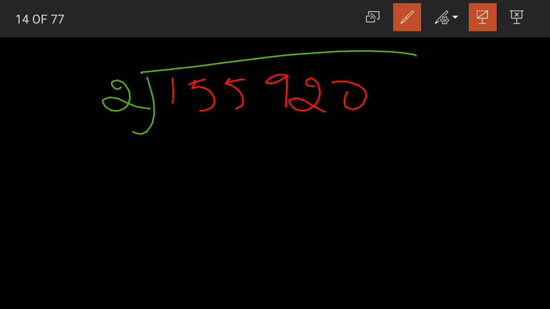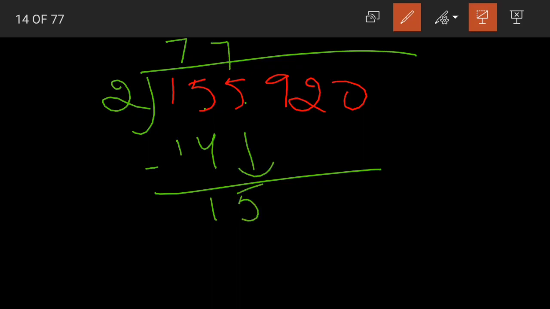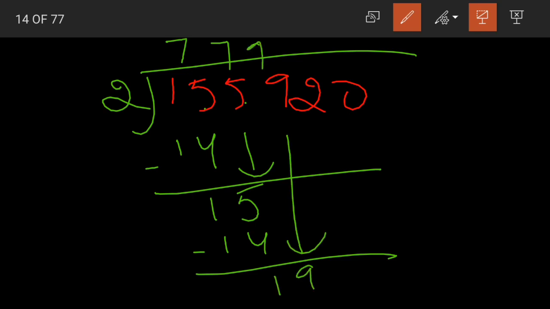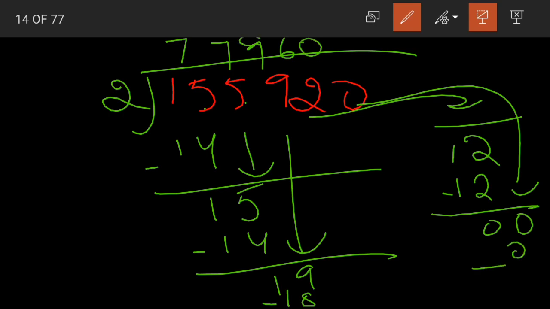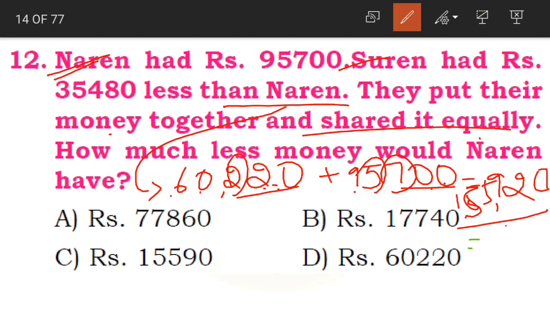Now we know how to do division, right? Yes. 2 7s are 14. Now when we subtract, 1 is remaining, 5 brought down, 2 7s are again 14. When we subtract, 1 is remaining, 9 is brought down, 2 9s are 18. So when we subtract, 1 remains, then 2 comes down, 2 6s are 12, 0. And lastly we bring 0 down, 2 zeros are 0. What is the final answer, children? 77,960.